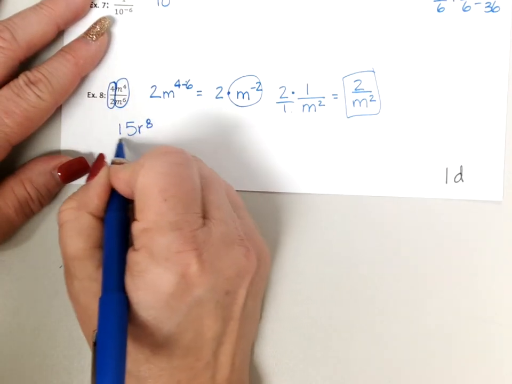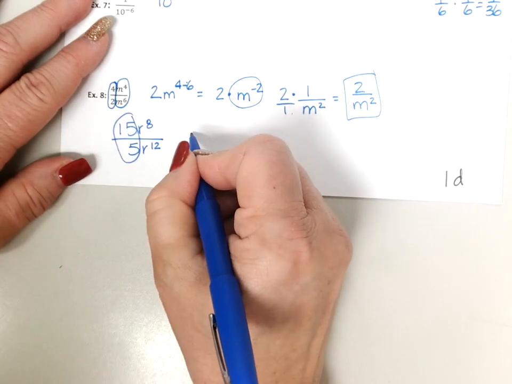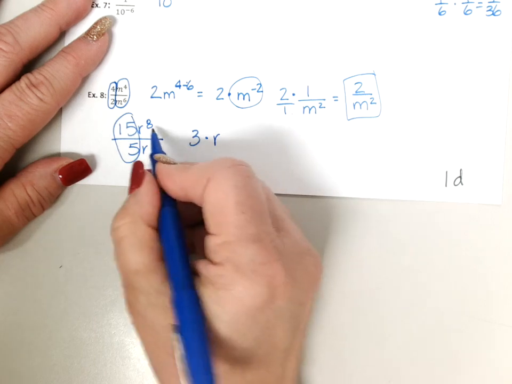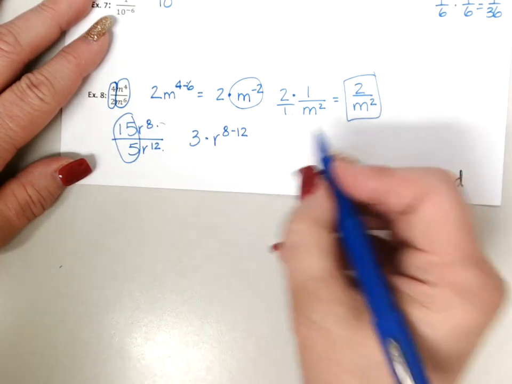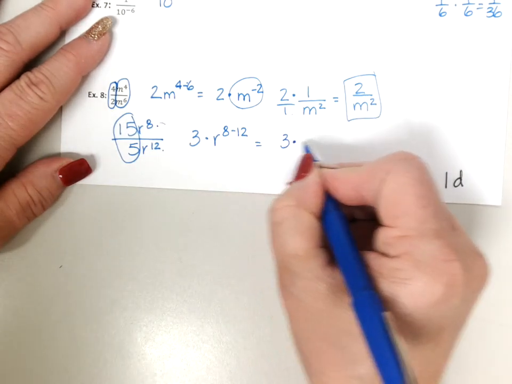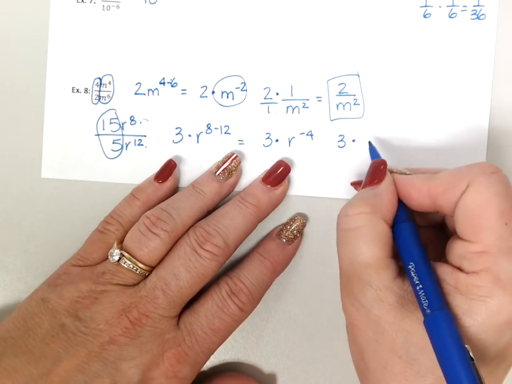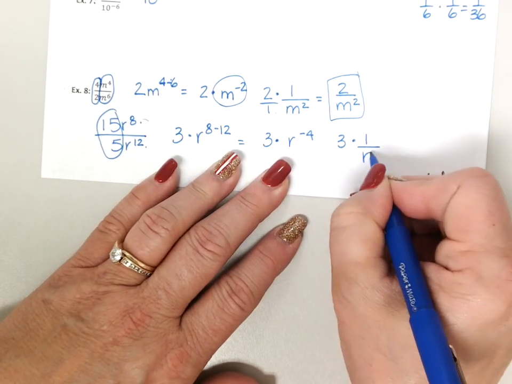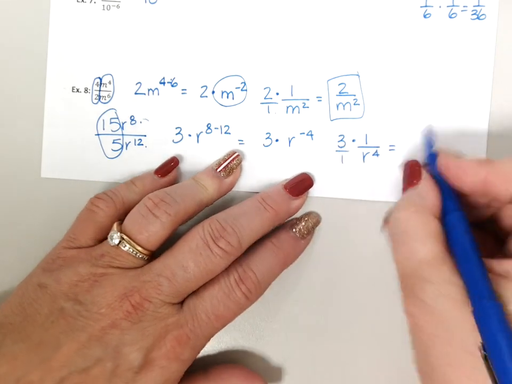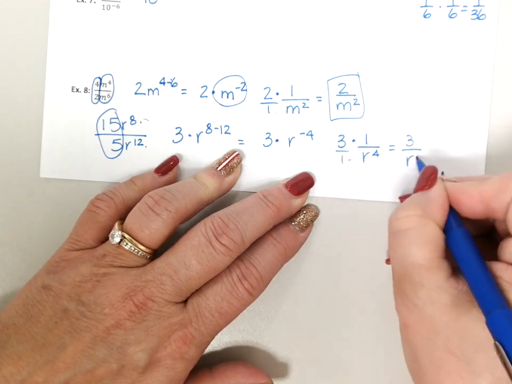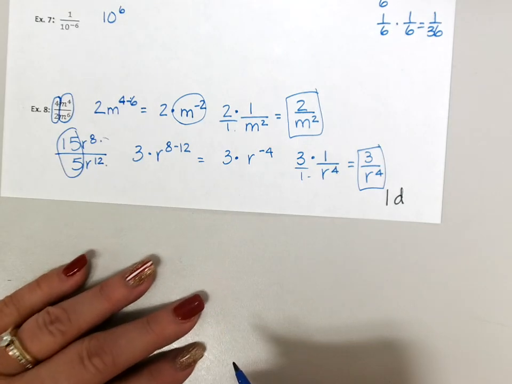15r to the 8th over 5r to the 12th. Okay, first I'm going to simplify that part and get 3. Now this part is 8 minus 12 because it's division. Top goes first, bottom goes second. So now I have 3 times r to the negative 4. 3 is not attached to the r because it's not in parentheses, so I'm only flipping the r and making that positive. If I then want to simplify it, 3 times 1 is 3, 1 times r to the 4th is r to the 4th, and there is my answer. Okay?